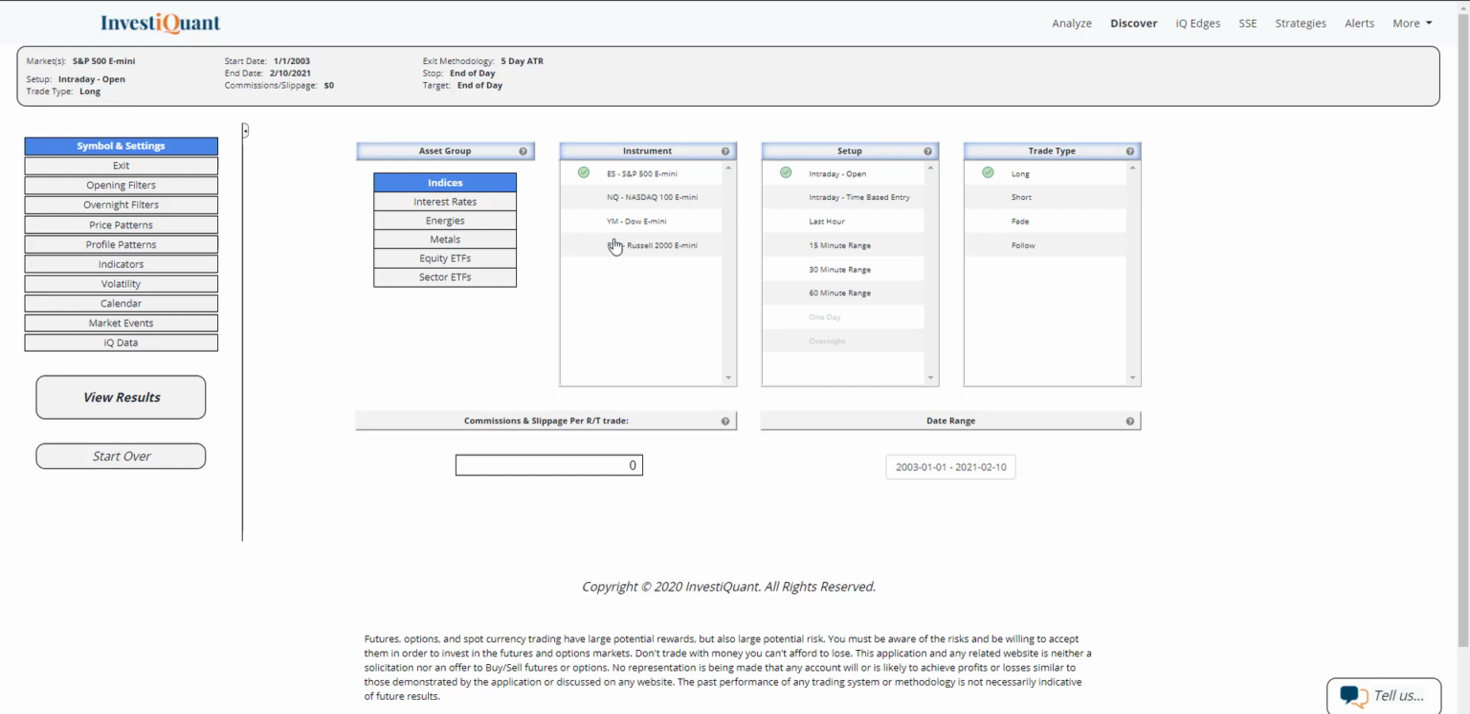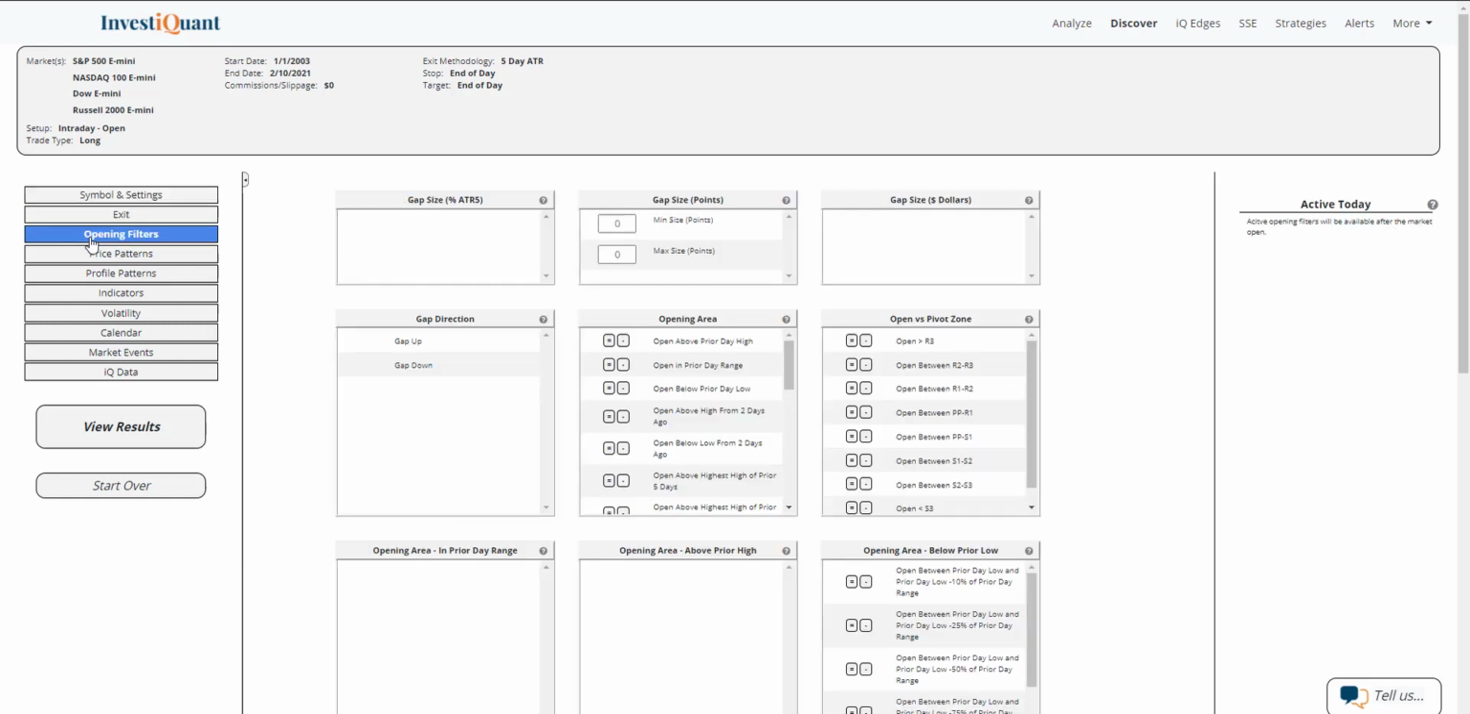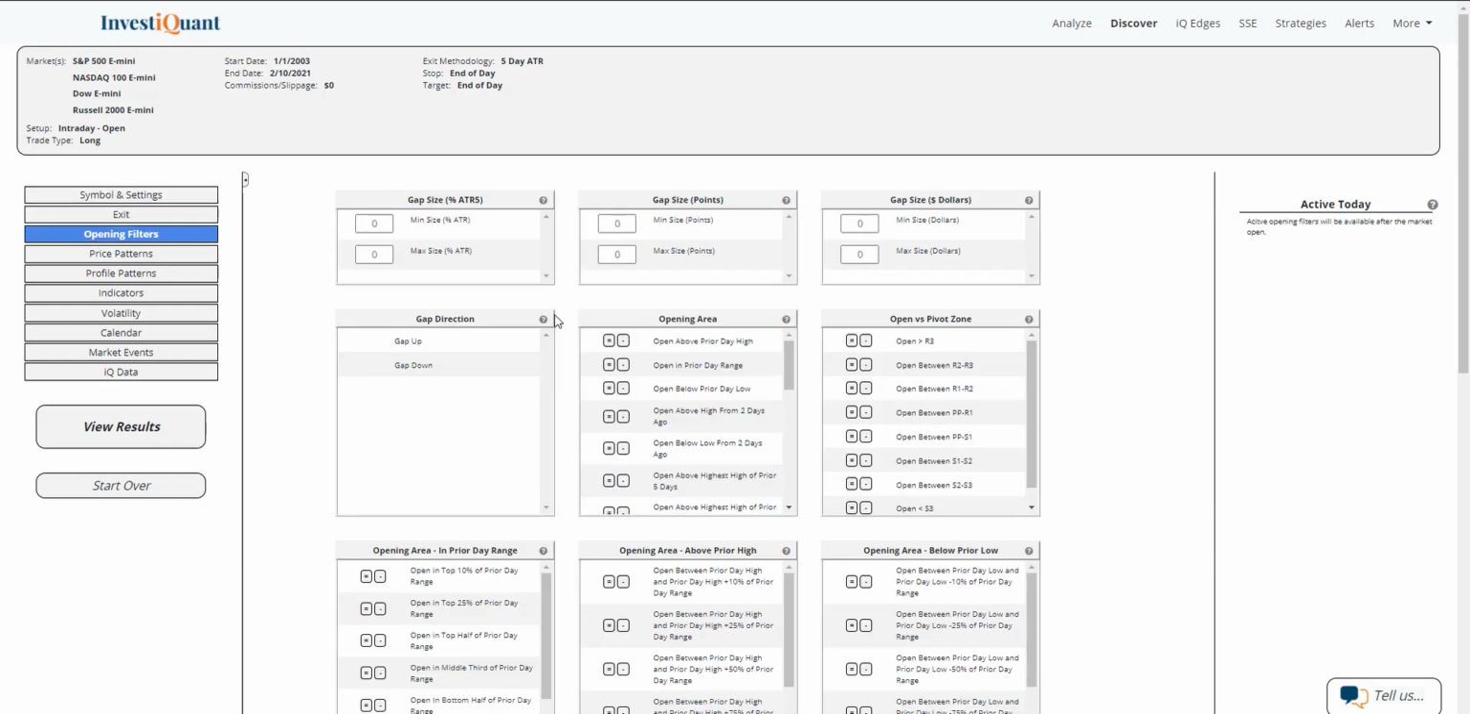So let me set this up. We'll look at all four instruments, and the setup will be based upon entering the market long at the open of regular trading hours, which is 9:30 a.m. Eastern Time. The exit is set to 4:15 p.m. Eastern Time. Now for opening filters, like I said, we are currently trading above the prior day high, so I'm going to hit equals next to open above prior day high.